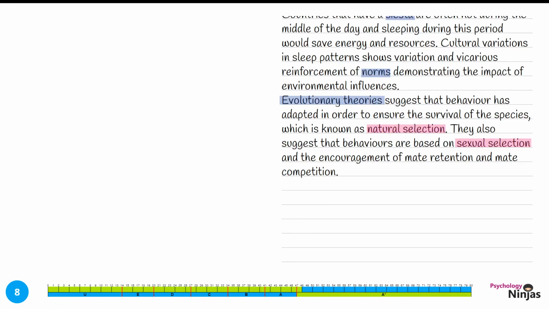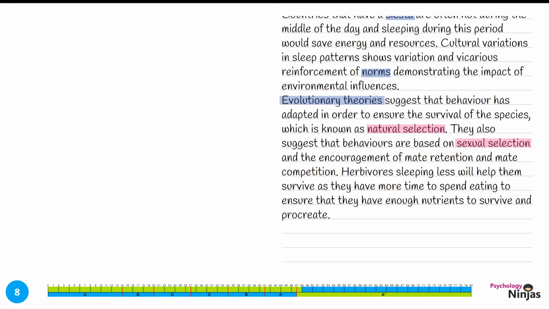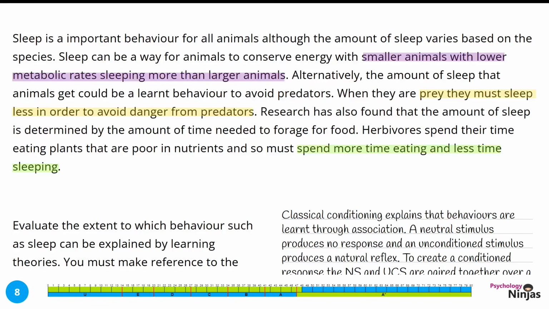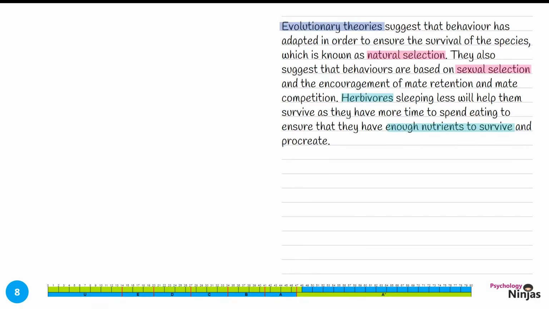We're then going to link this into sleep. Herbivores sleeping less will help them survive as they have more time to spend eating to ensure that they have enough nutrients to survive and procreate. We've talked about the difference here with herbivores, saying that they spend more time eating in order to have enough nutrients to survive. We've returned to our STEM to tick this off in order to show our varied responses and application. We're then going to evaluate evolutionary theories.